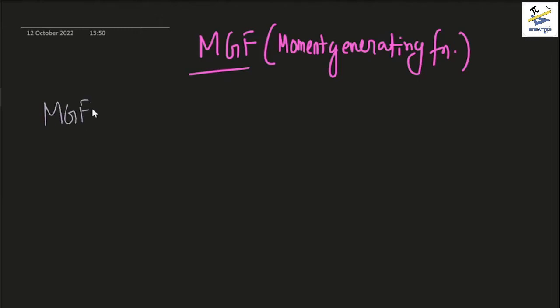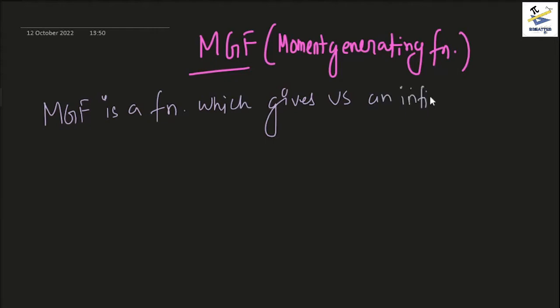MGF is a function which gives us an infinite series of moments. So MGF is basically an infinite series of moments. So how do we define it?